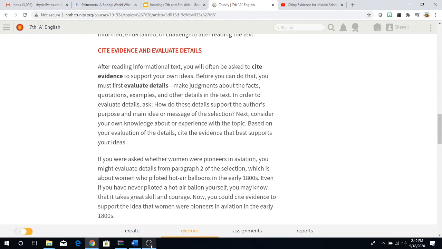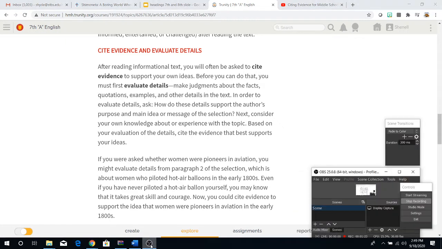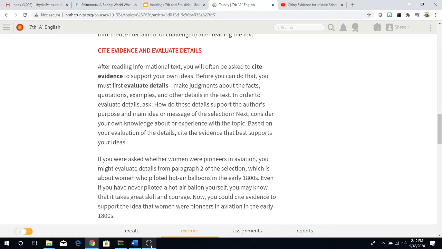Now, after reading informational text, you will often be asked to cite evidence to support your own ideas. Before you can do that, you must first evaluate the details. That means you make judgments about the facts, the quotations, the examples, and other details in the text. In order to evaluate details, you ask yourself, how do these details support the author's purpose and main idea or message of the selection? Next, consider your own knowledge about or experience with the topic. Based on your evaluation of the details, cite the evidence that best supports your idea.